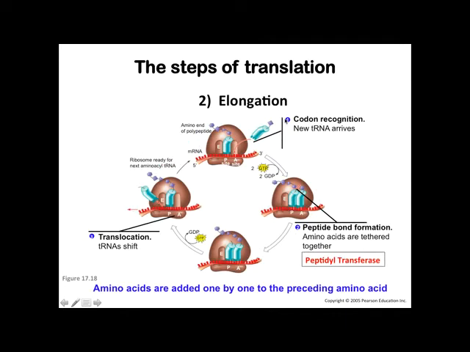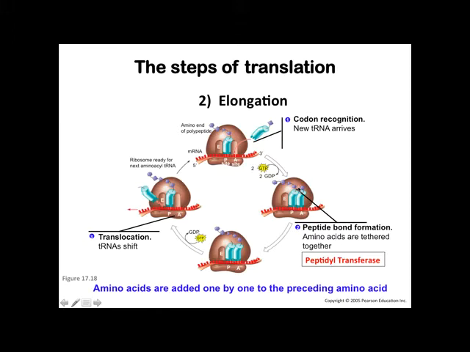Elongation is a cycle because elongation is when every single amino acid is being added. In elongation, a new tRNA arrives at the A site. More GTP is hydrolyzed. When this new tRNA is at the A site, the growing amino acid chain is transferred from the tRNA in the P site to the A site, and this is where the peptide bond formation occurs.